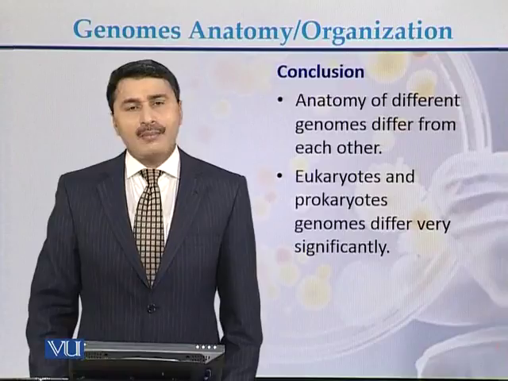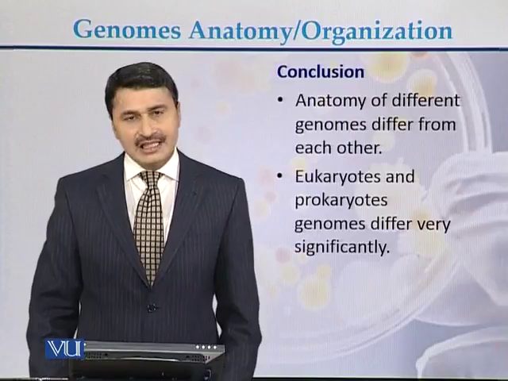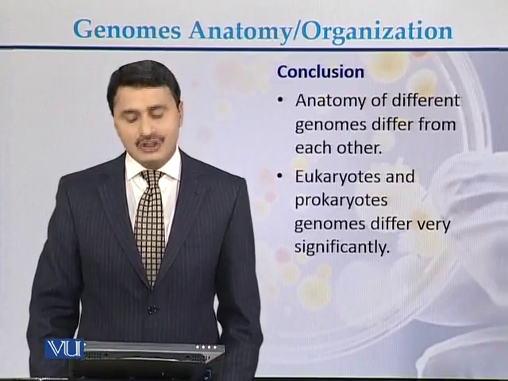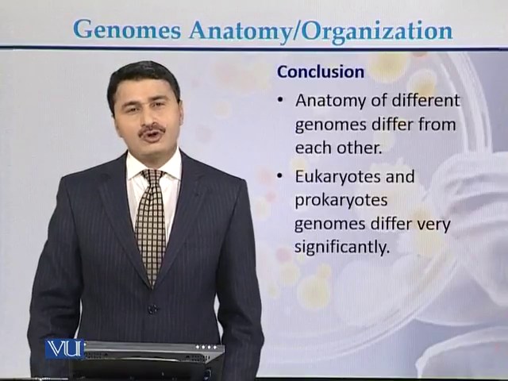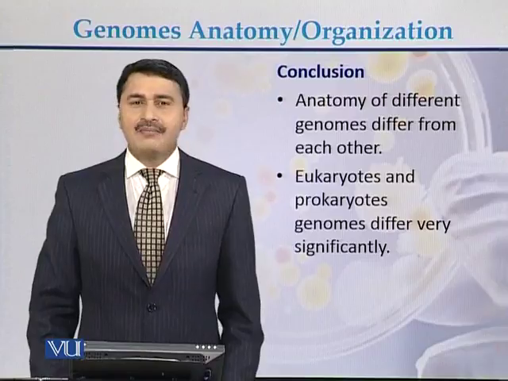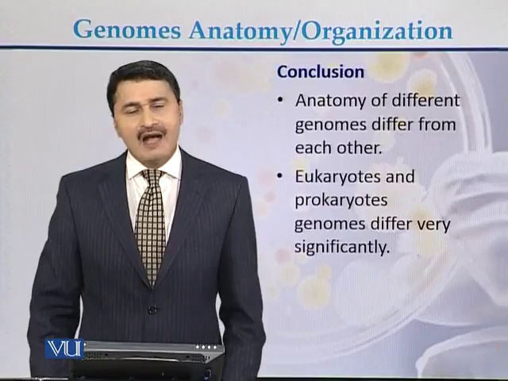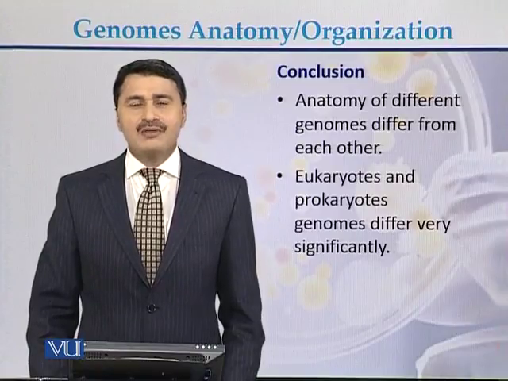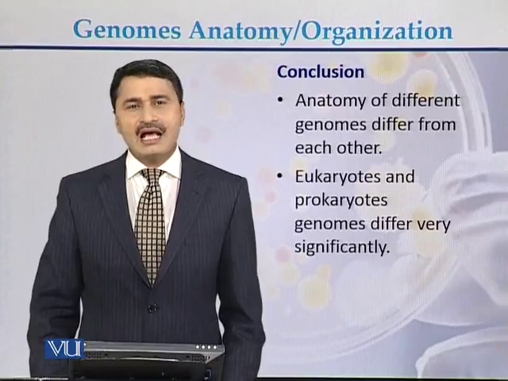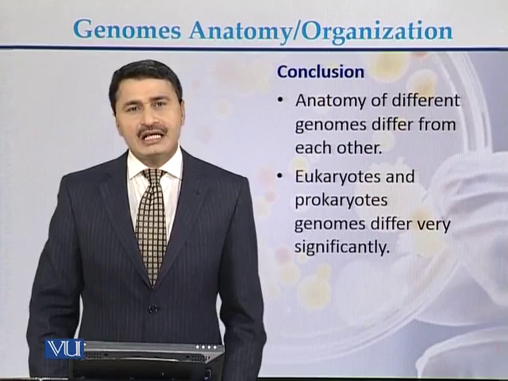If we conclude about the anatomy and the organization of the genomes, we can say that the anatomy of different genomes differs from each other. Eukaryote and prokaryote genomes differ from each other because in case of prokaryotes, the gene density is high, while in case of eukaryotes, the gene density is less. And similarly, there can be a comparison between the introns as well as those sequences which are called repeated sequences.